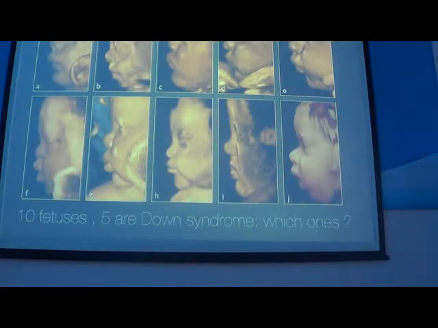And look at this. You have 10 fetuses, and among these 5 are Down syndrome.